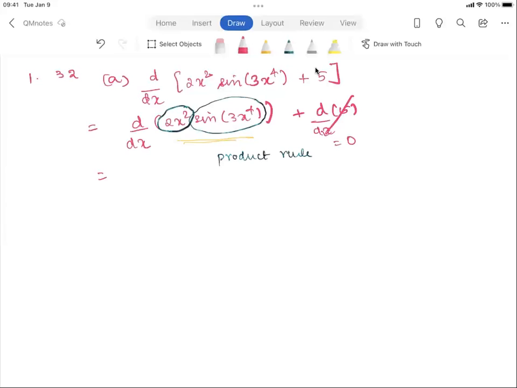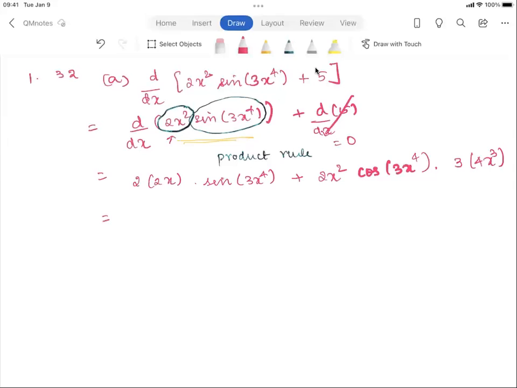So let's first compute the derivative of 2x squared, which would be 2 times 2x times sine 3x to the power 4, plus, now I'm going to compute the derivative of sine. Derivative of sine theta is cos theta, so I'm going to first write that. And then we have to compute the derivative of 3x to the power 4, which would be 4x cubed.